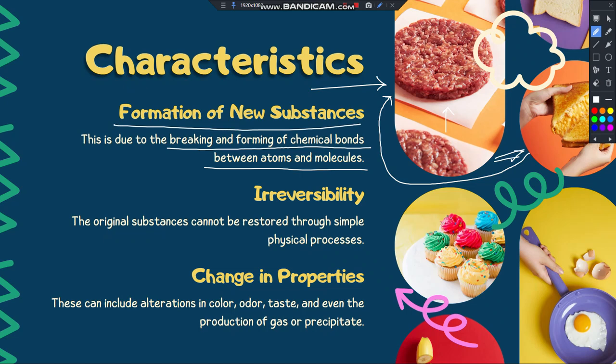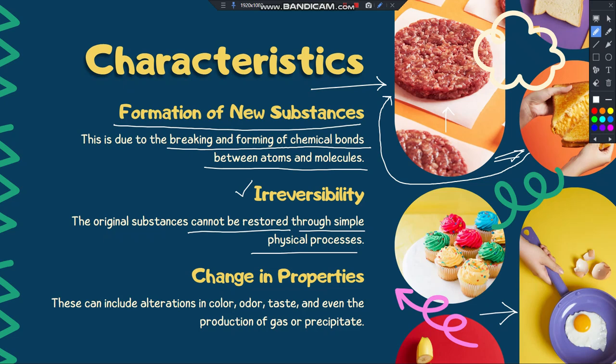The next characteristic of chemical change is irreversibility. Irreversibility simply means it cannot be reversed or taken back to the point where the reaction started from. So the original substances cannot be restored through simple physical processes. For instance, we have some fried eggs over here in a pan. You cannot take those fried eggs and use a normal process to return them back to the egg whites that you had before the frying process. I'm sure you understand what we're trying to say.